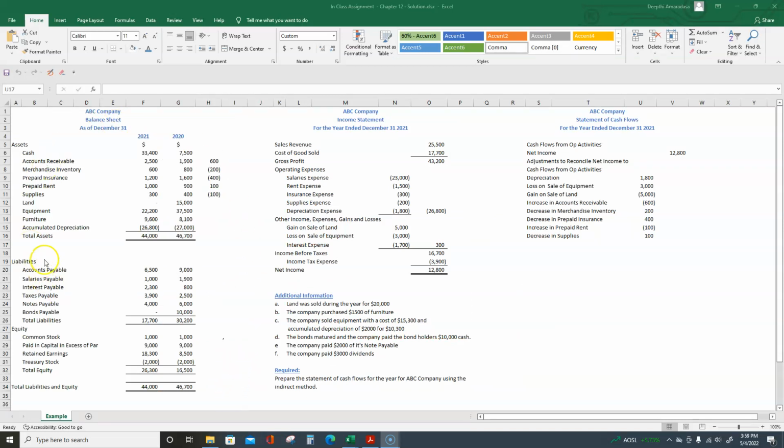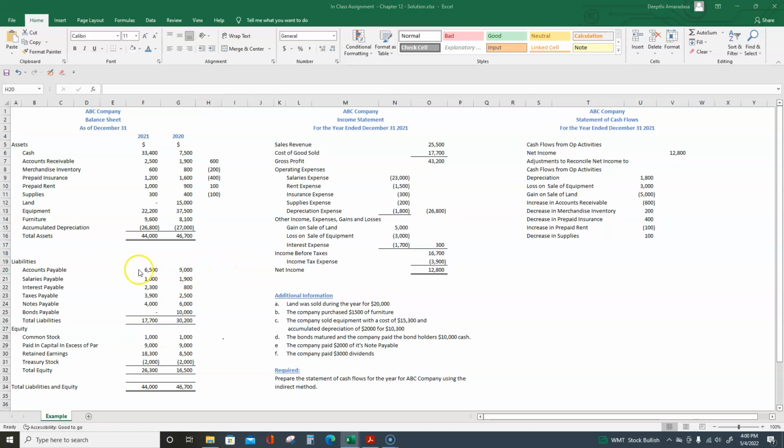Here's your balance sheet and here's the liabilities section. Let's look at all the liabilities they have. Accounts payable, salaries payable, interest payable, and taxes payable are current liabilities. These are liabilities that the company will have to pay within the upcoming year, 1 year or less. Notes payable, bonds payable are considered long-term liabilities, so they do not belong in the operating activities section of the statement of cash flows. Just like we did for current assets, to look for the change, we're going to look at the difference between last year and this year.